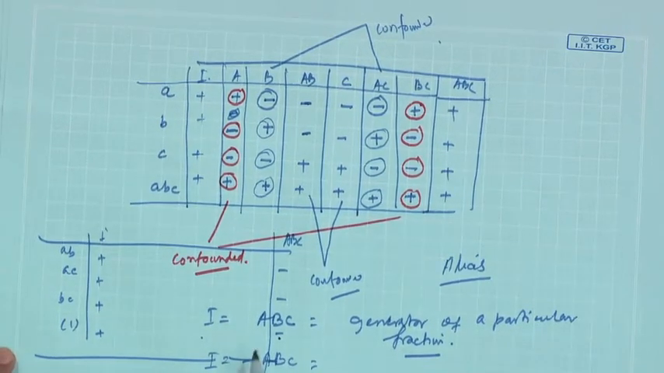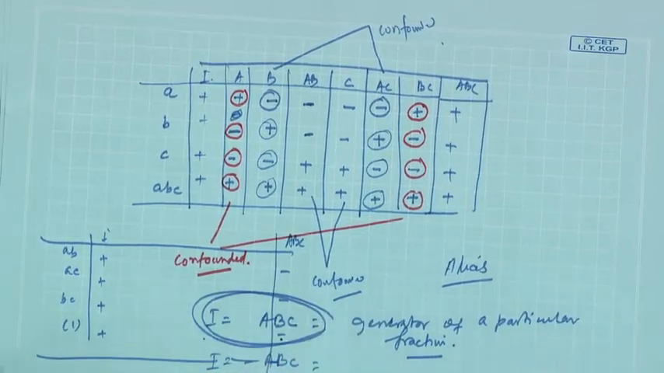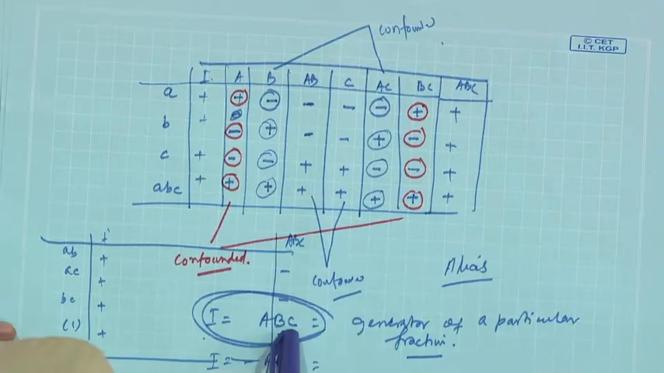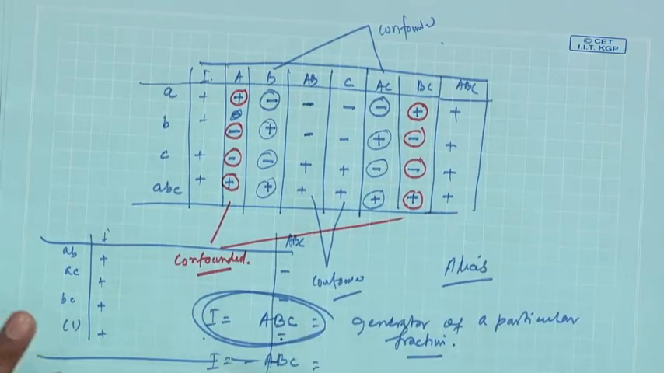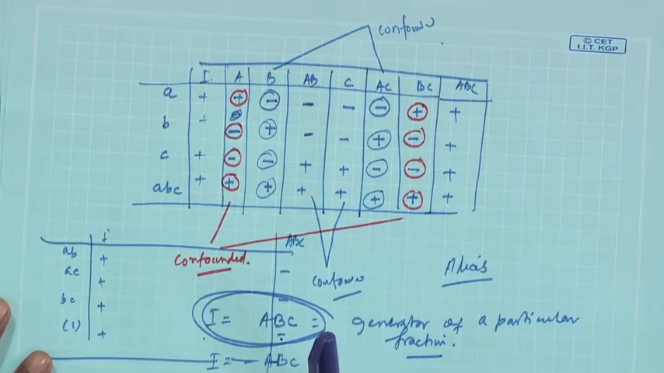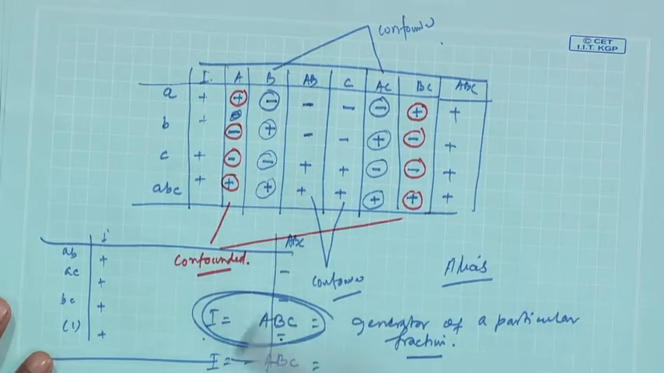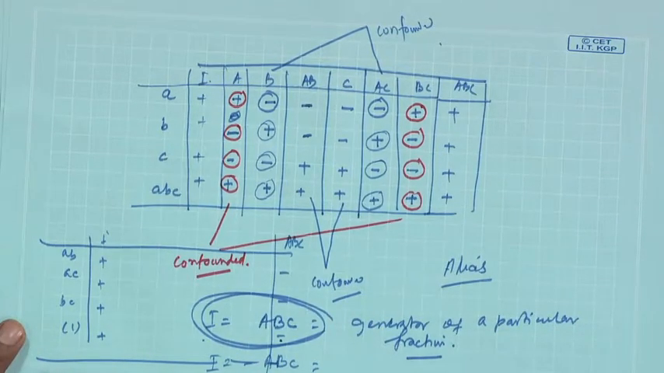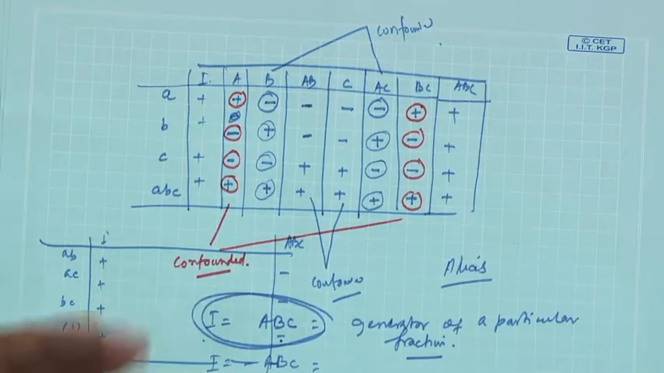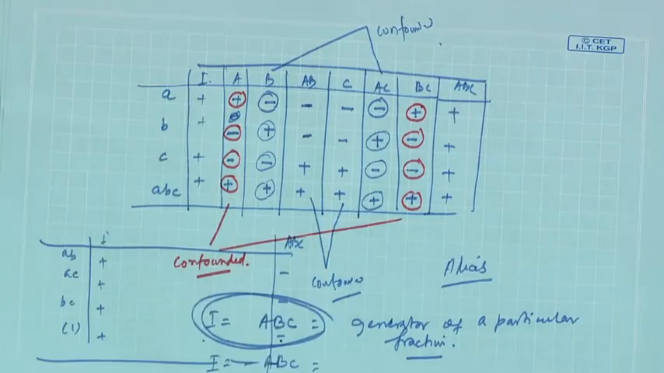So, this is a very important concept called generator. This generator helps you in doing the fractionalization. And when you do such fractional design, what will happen? You will see that you are not in a position to uniquely estimate all the effects. Some of the effects are confounded with some other effects.